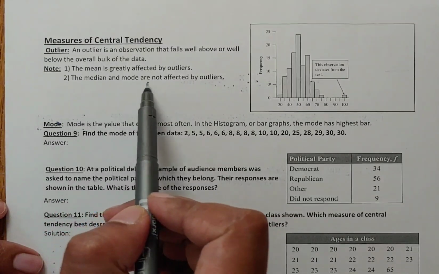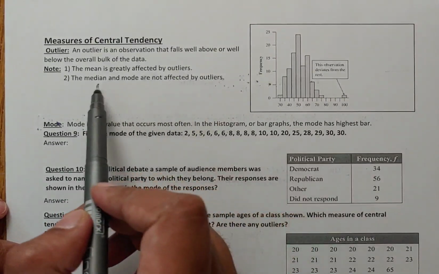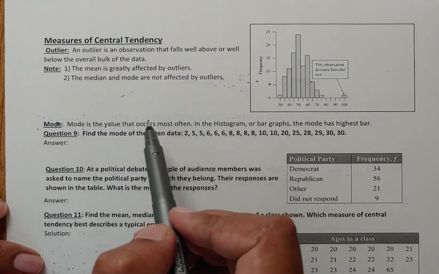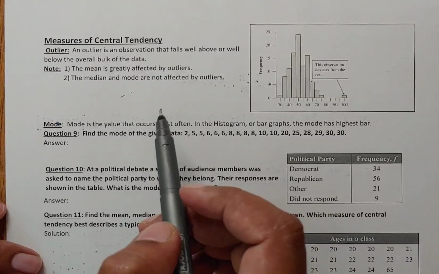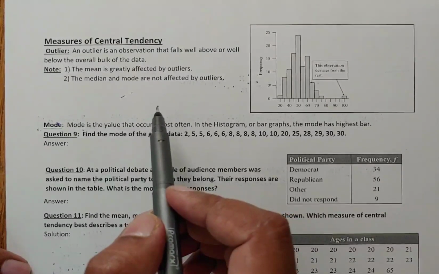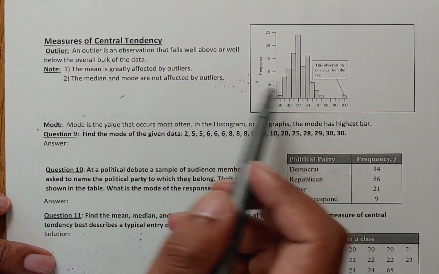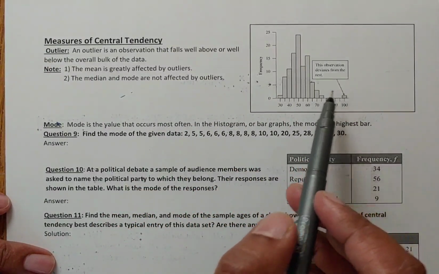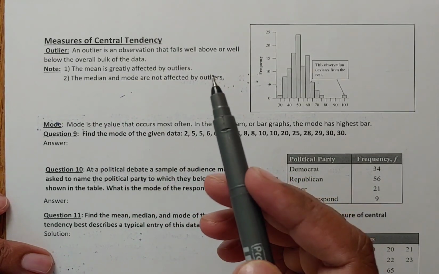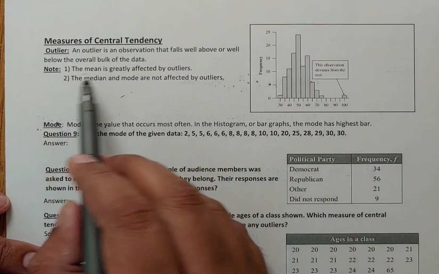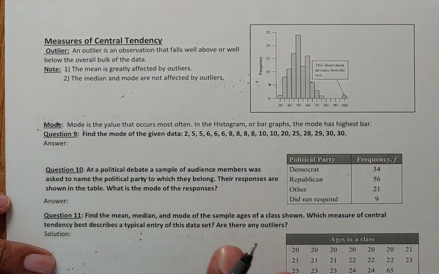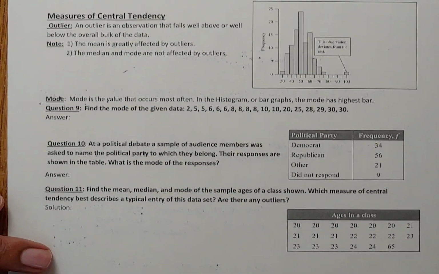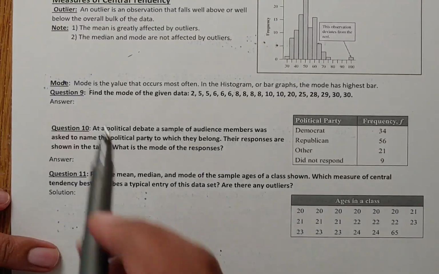And the median and mode are not affected by outliers, because the median is the position-wise middle value, so that doesn't change much. But the mean will be changed because of the outlier. The mean is affected the most. Okay, so that was just the concept of an outlier. Let's go to the next topic, the mode.